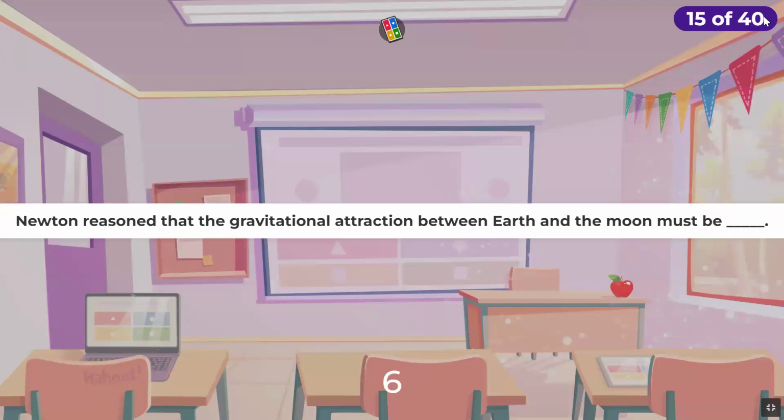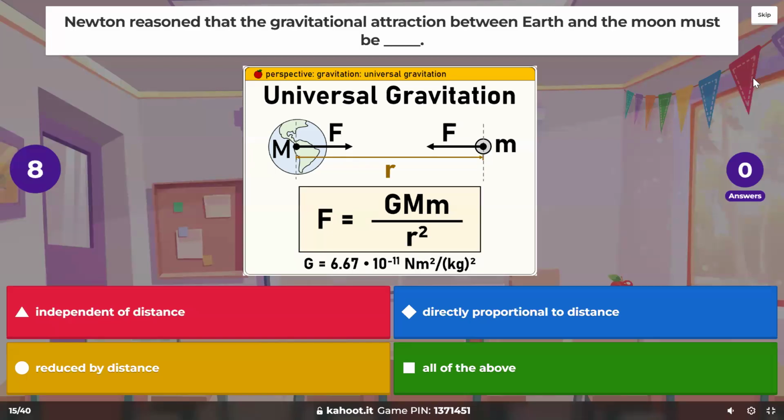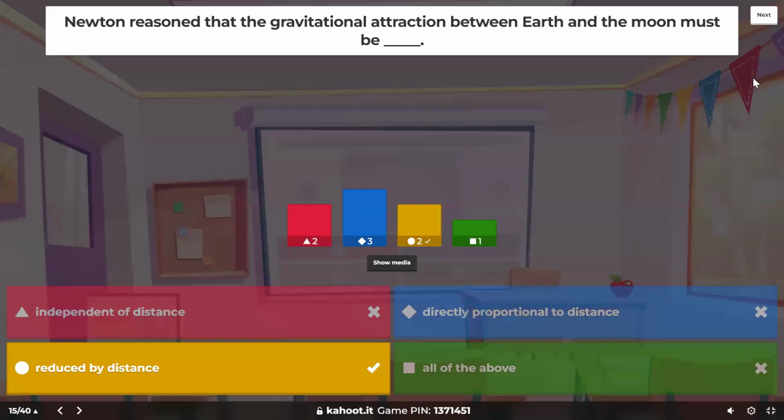Newton reasoned that the gravitational attraction between the Earth and the Moon must be reduced by distance. So let's go through these one by one. What does independent of distance mean? It doesn't matter how far away the moon is, the attraction would still be the same. Even if the moon was all the way out by Mars, it would still be the same gravitational attraction. Well, that can't be true, right? So the gravitational force does depend on distance somehow, so it's not independent.